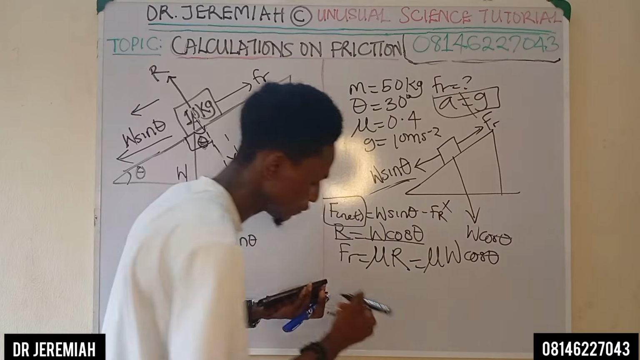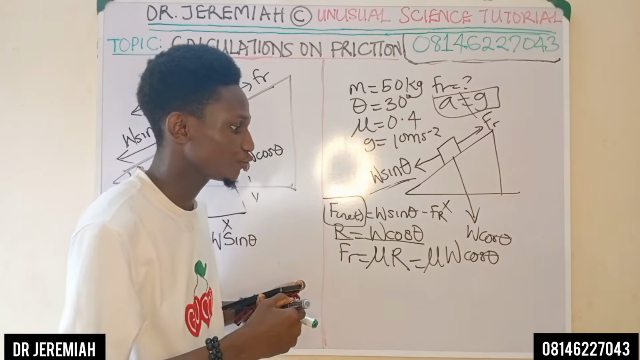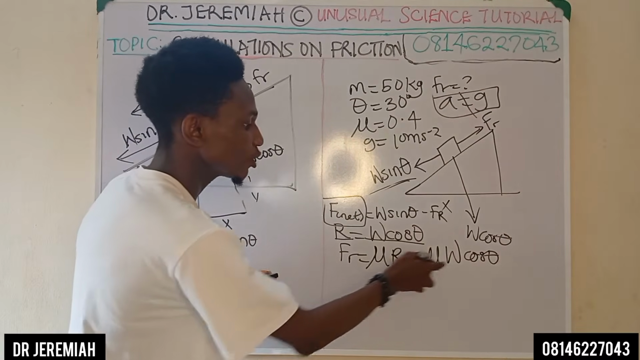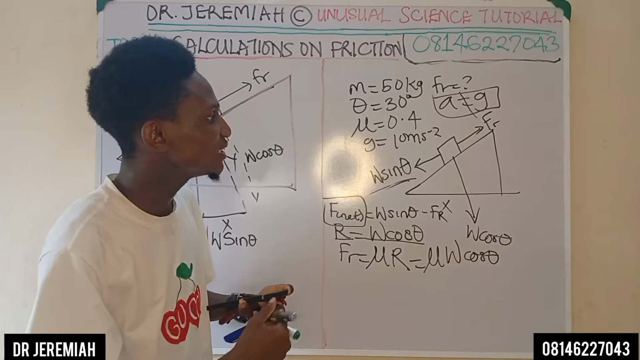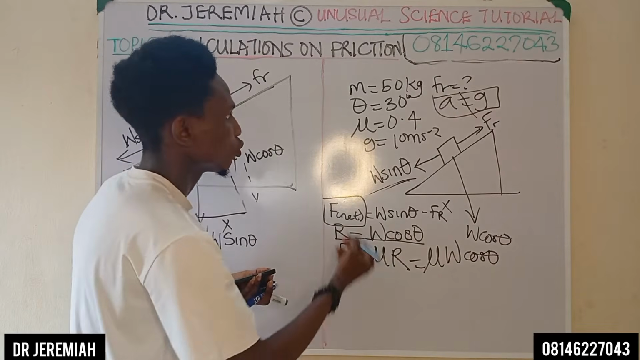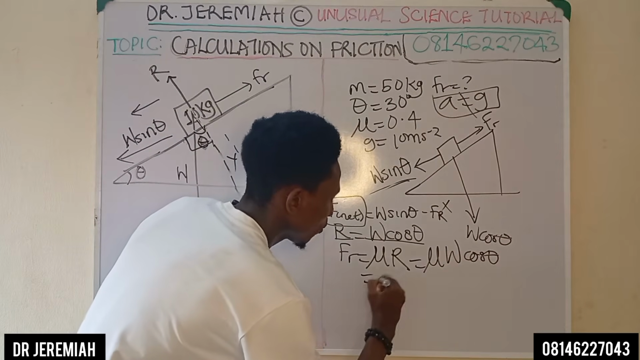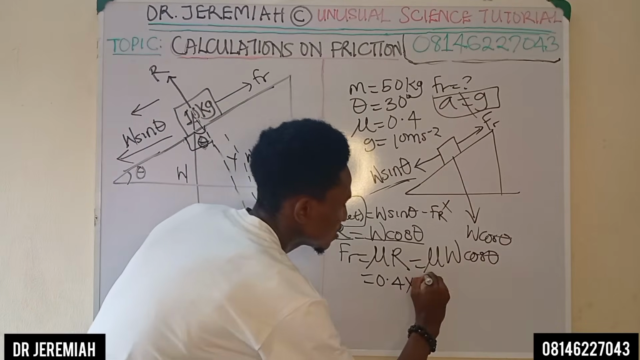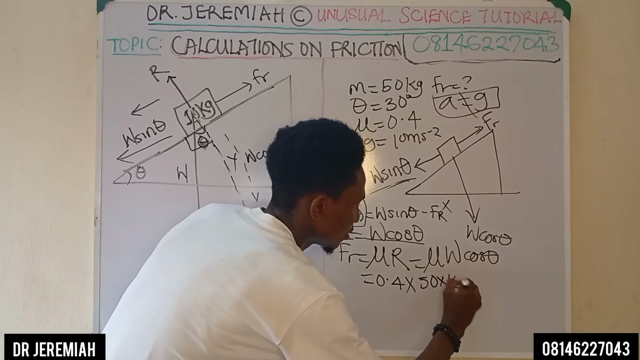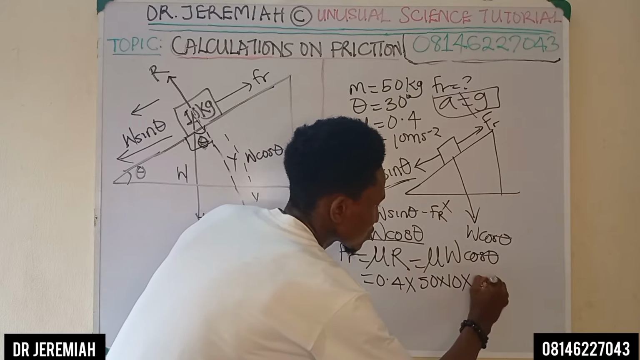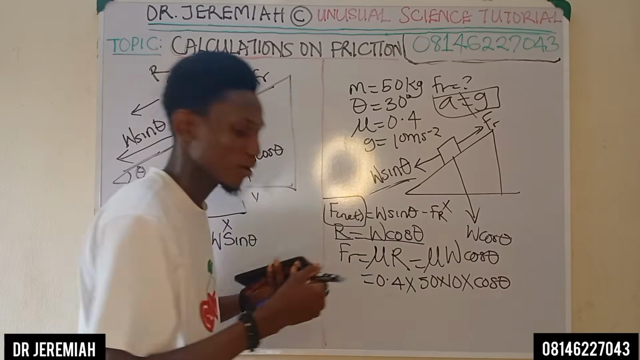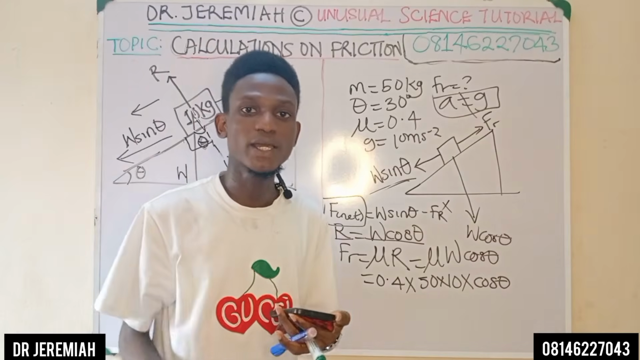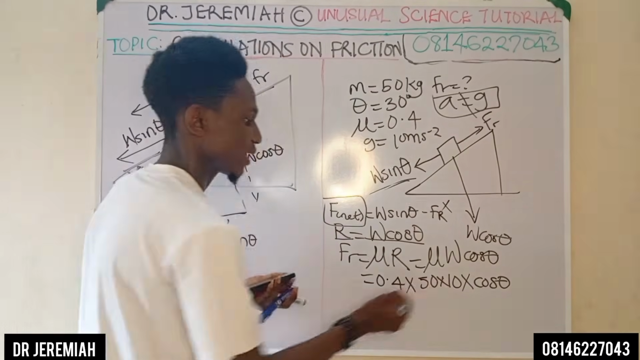So we have mu W cos theta. The second question I'll be solving very fast. Now, frictional force equals mu W cos theta. What is mu here? We have 0.4. So we're going to do 0.4 times, what is the mass? 50 times 10 times cos theta. Remember that to convert mass to weight, we multiply by 10.